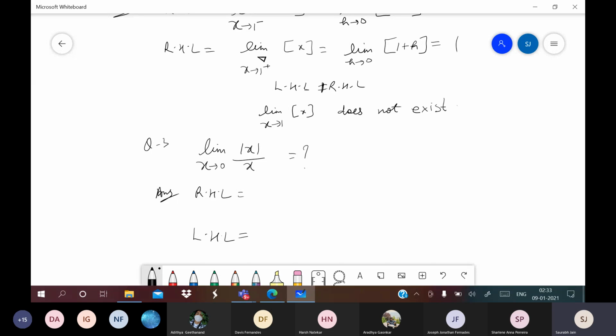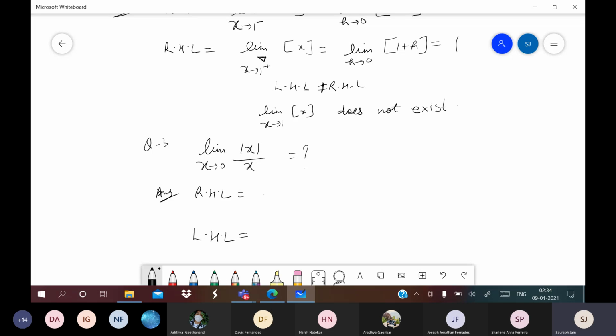Anyone calculated the right hand limit? So 1. Yeah, correct. LHL? So I only did RHL. Okay, just try LHL also. So 1 and -1. Yeah, good. That's correct. So the answer will be does not exist.